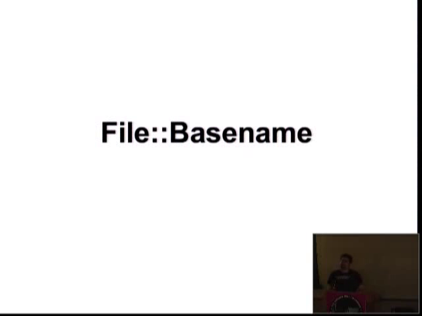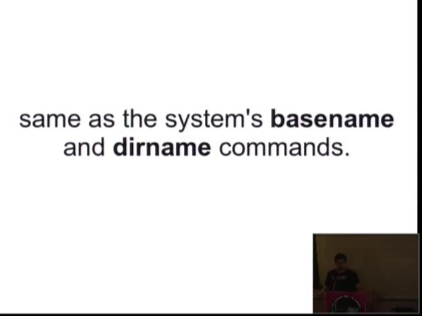File::Basename, actually that functionality I think is part of Path::Class, but this is core, and so it allows you to get the actual file portion of a path, and actually the directory portion of the path. Depending on whether you're using basename and dirname, it's just like the system commands. So again, don't parse that path with regular expressions.